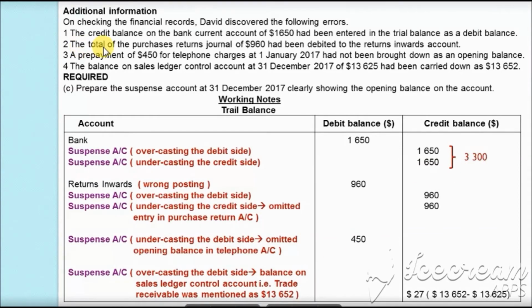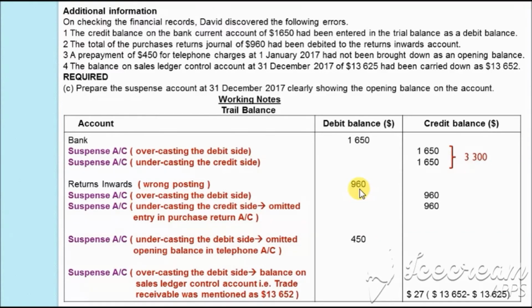The second error states that the total of the purchase return journal of 960 has been debited to the return inwards account. So this return inwards, which is your sales return, has been mentioned as 960, whereas the actual entry should be for purchase return. For purchase return we credit the amount, whereas for return inwards, that is sales return, you debit the amount. But the account which we have used here, return inwards, is the wrong account, as we have debited the wrong account and mentioned 960 here.